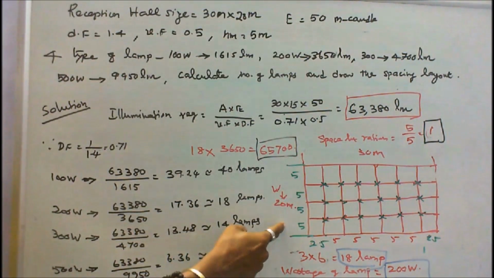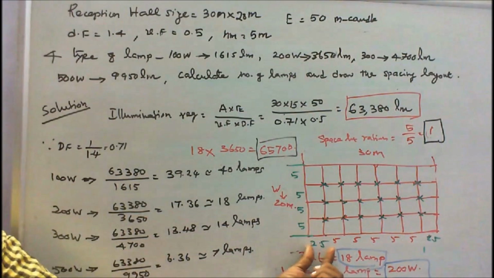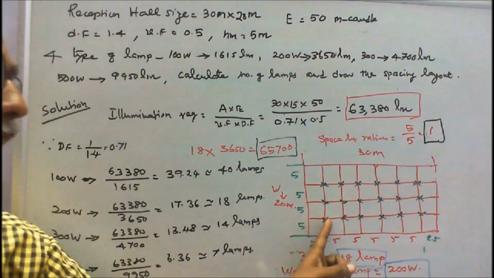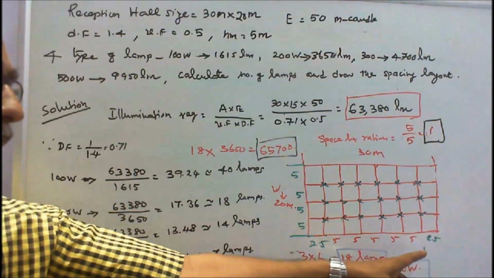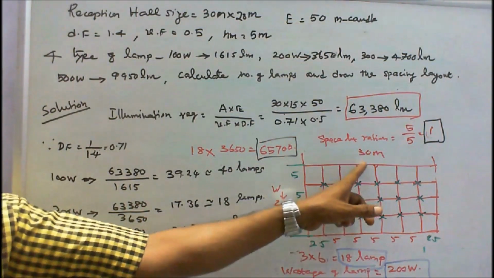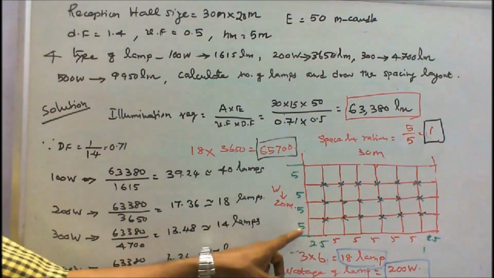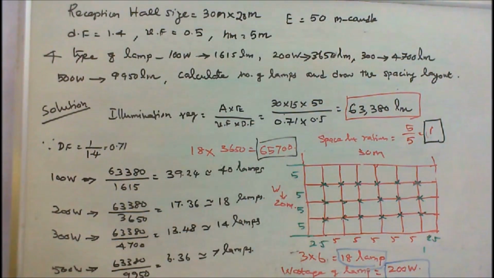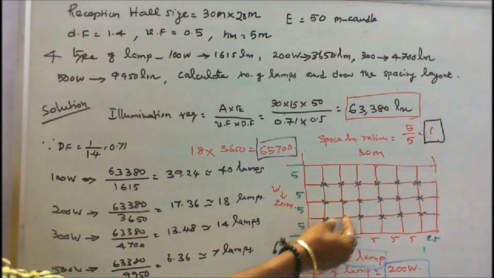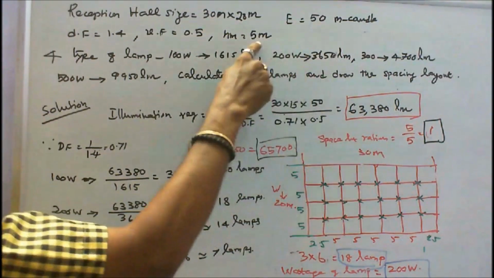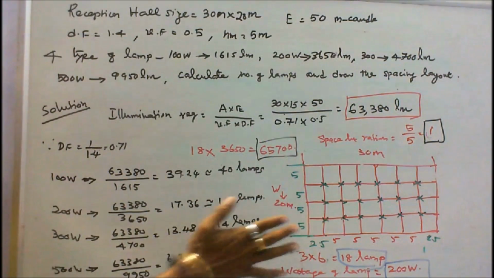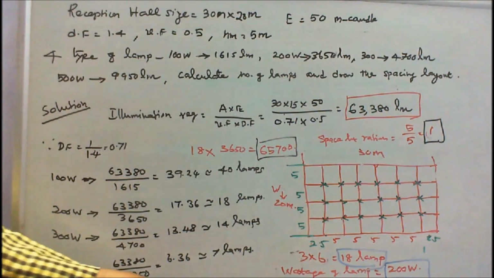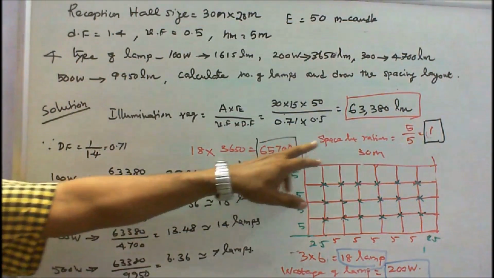This is the spacing layout. This is 2.5, this is 2.5, 1, 2, 3, 4, 5, 6. 25 plus 2.5 plus 2.5 is equal to 30. Here 20 by 4, this is 5, 5, 5, 5. Horizontal distance between the two lamps is 5, divided by mounting height, which is 5. Space height ratio is equal to 1. This is the spacing layout. Wattage of the lamp is 200 watt. Space height ratio is equal to 1.